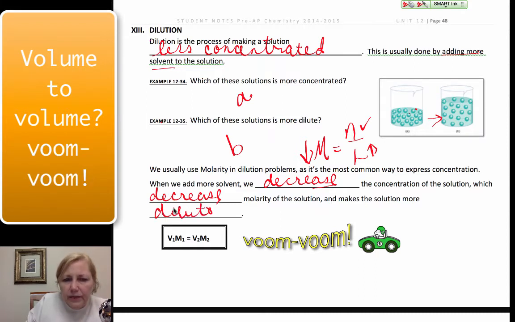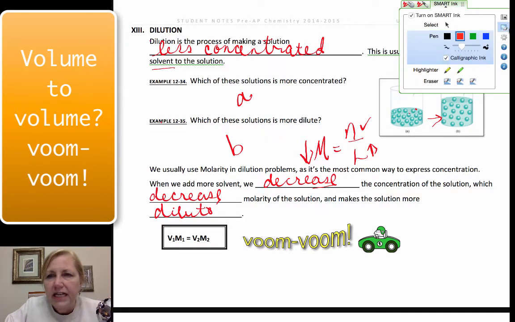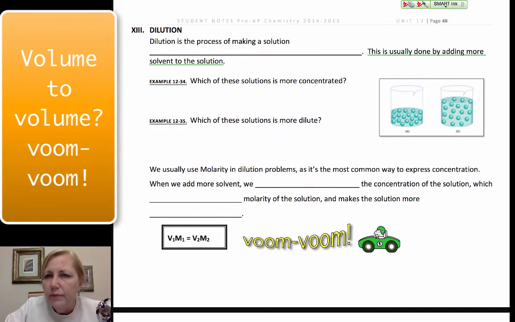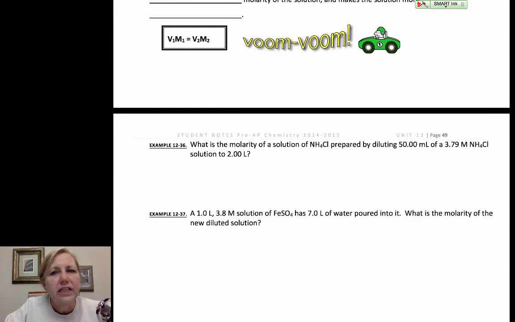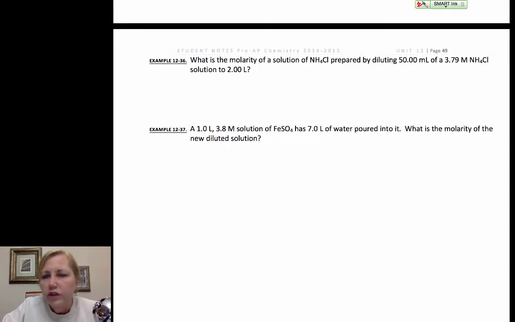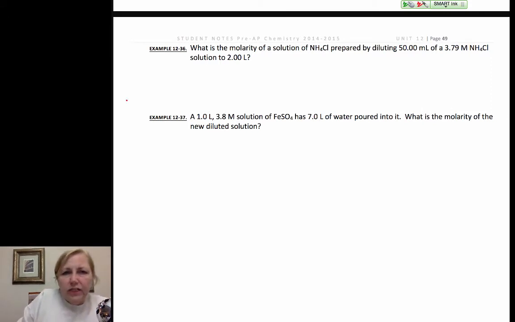The formula that we use is called VUM. Volume 1 molarity 1 is equal to volume 2 molarity 2. Okay? And let's see how we apply that. I will say probably the most common problem I see with this, or issue students have, is they don't list their givens. So if you don't list your givens, you don't recognize the mathematical approach that's needed in your problem solving. So let's take a look here.